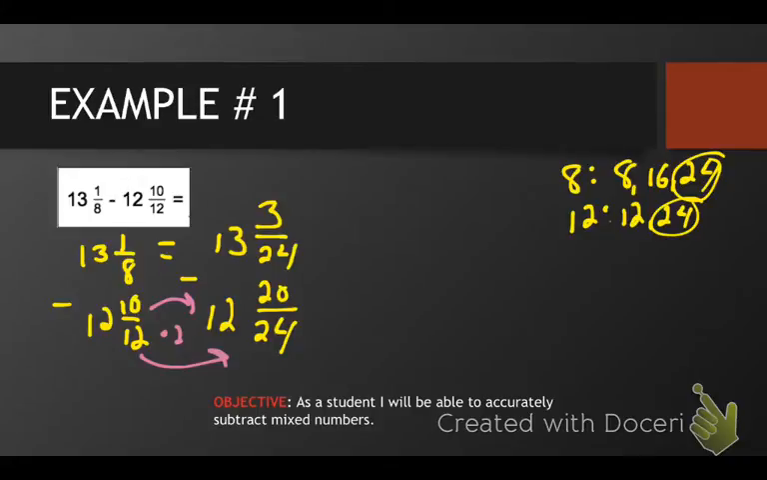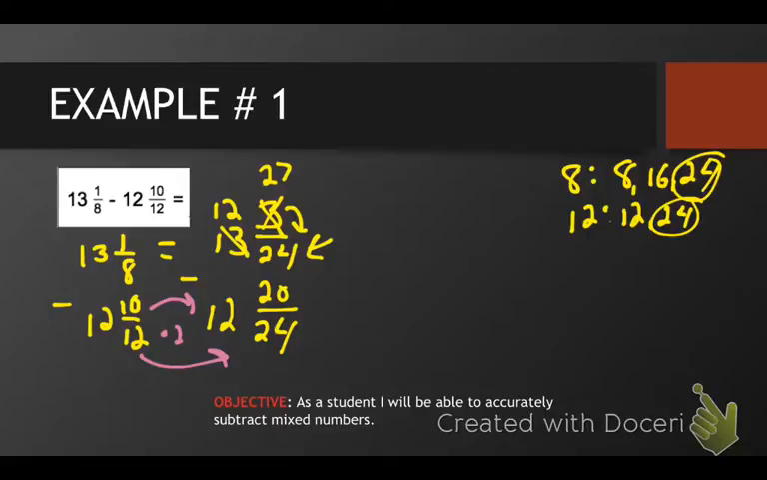We're going to borrow from that 13, it becomes a 12. Okay? And once again, every time we borrow, it's worth this denominator. So in this particular case, if this was pizza, this pizza is broken up into 24 slices, so we're going to get 24 new slices. So what we're going to do is take this numerator and simply add it to the denominator, 3 plus 24, which gives us 27. That's our new numerator when we borrow.